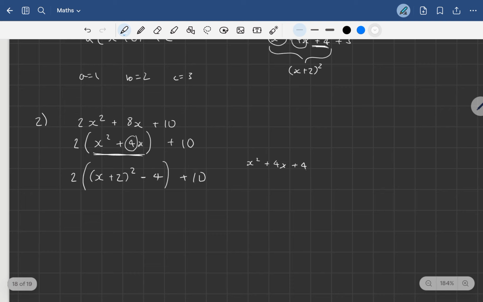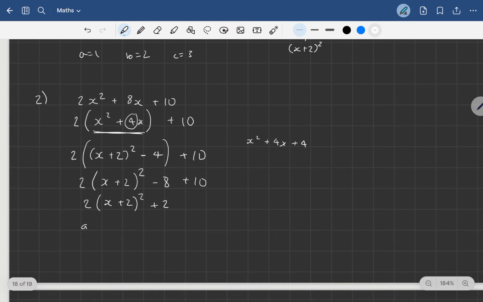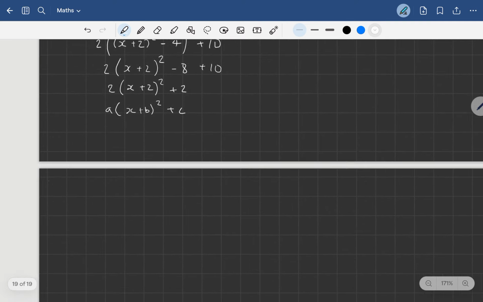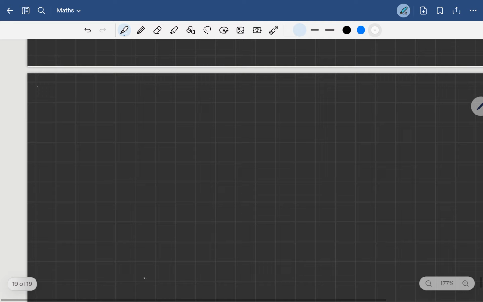Now if you distribute the 2, you get 2(x plus 2) squared minus 8, because 2 times negative 4 is minus 8, plus 10. And this is the same as 2(x plus 2) squared plus 2. And look, that's the same as the completed the square form, a(x plus b) squared plus c. Let's go over a few more examples of the completing the square form.